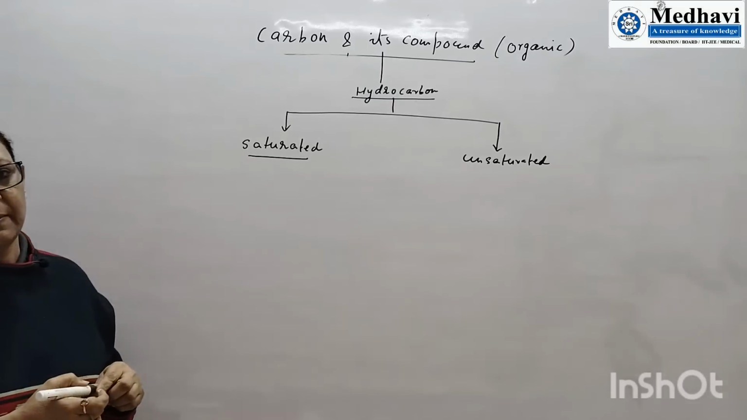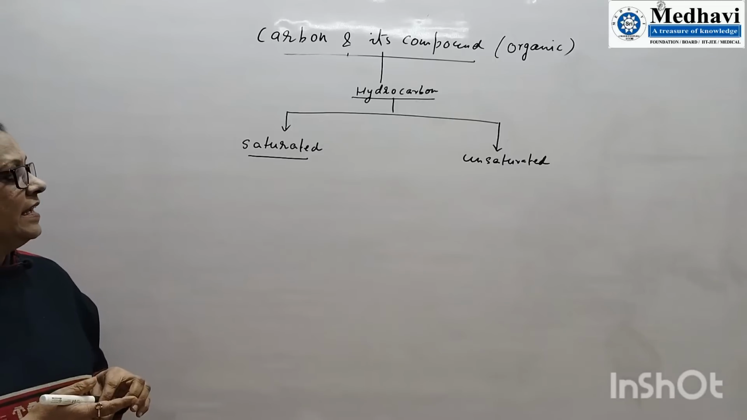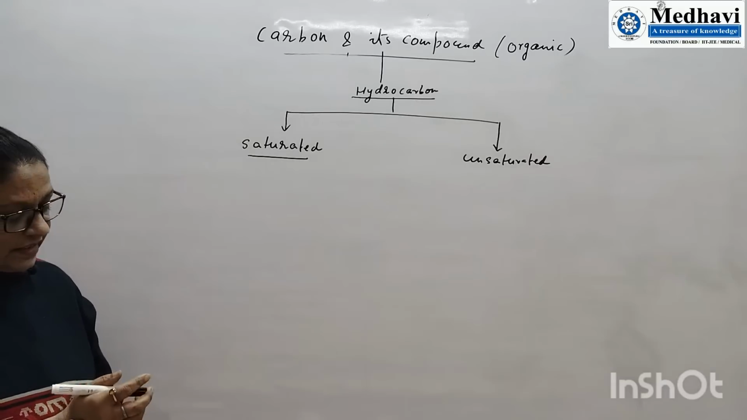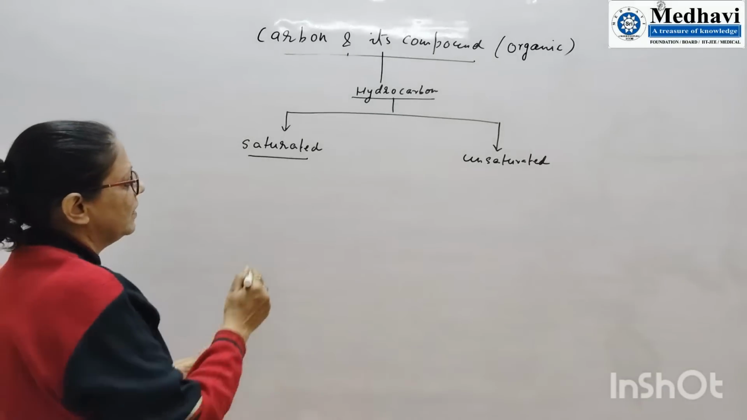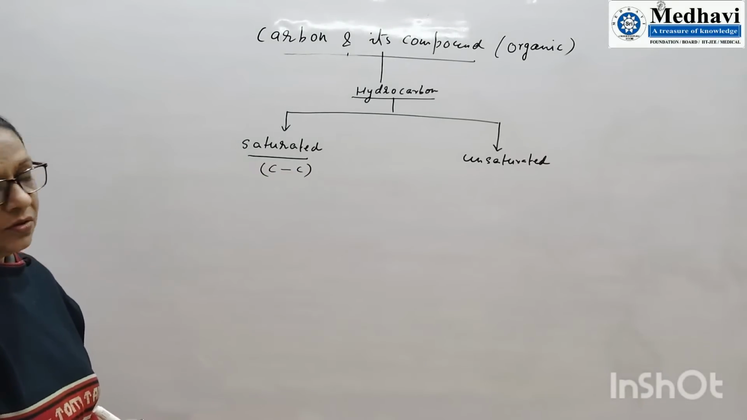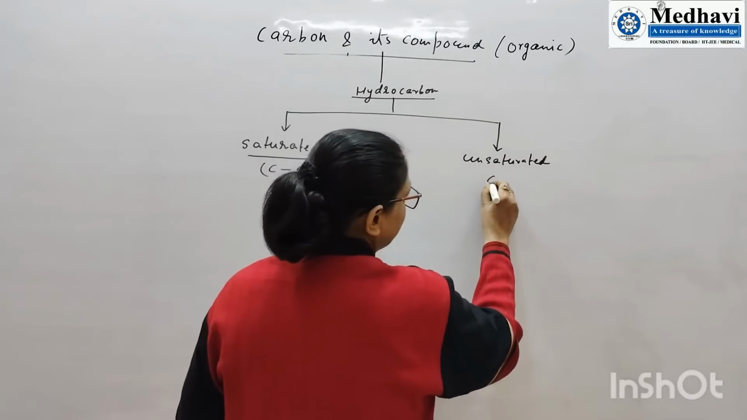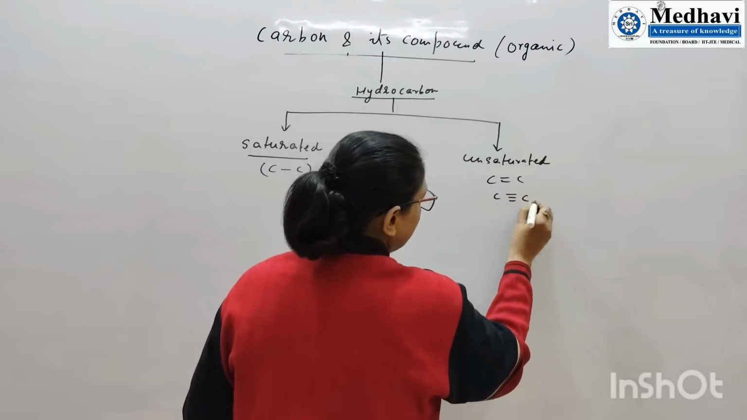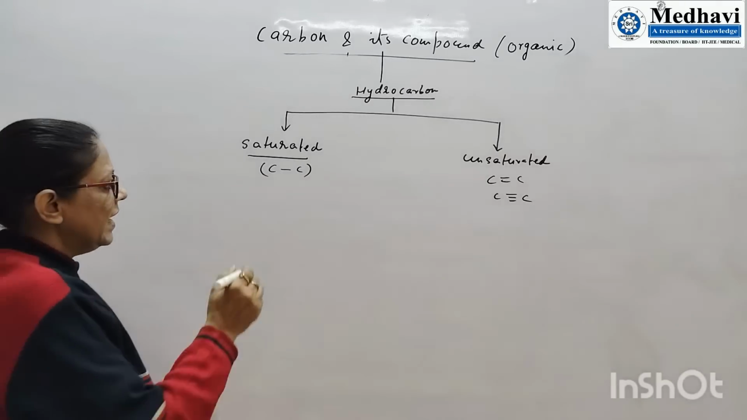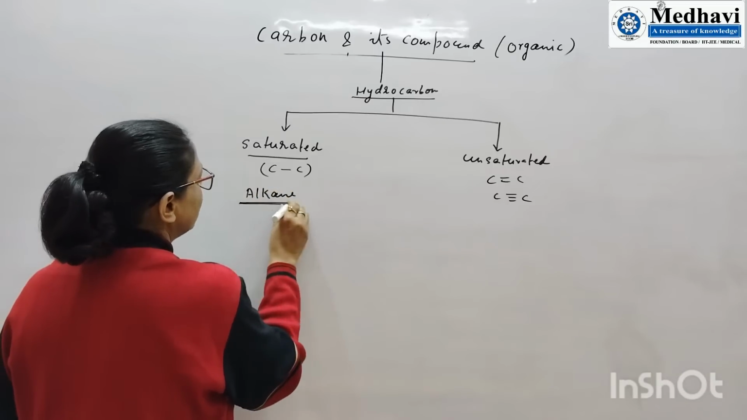There are two types of hydrocarbon we need to study in this chapter. First is saturated and second is unsaturated. Saturated hydrocarbons are a type of hydrocarbon where a single bond is present between two carbon atoms. So this is saturated, and if a double bond or triple bond is present between two carbon atoms, then this is called unsaturated. In this category, we will keep a hydrocarbon, and that hydrocarbon is called alkane.